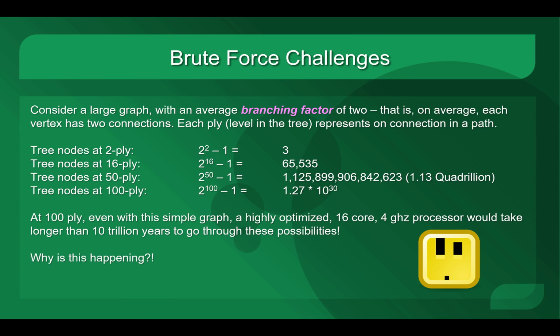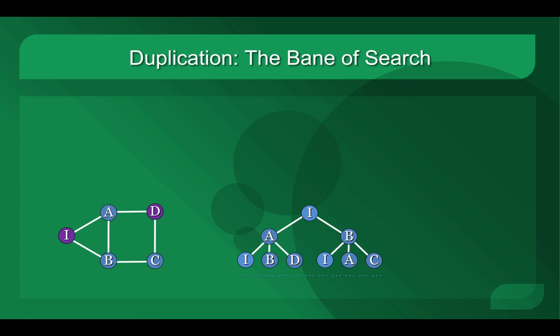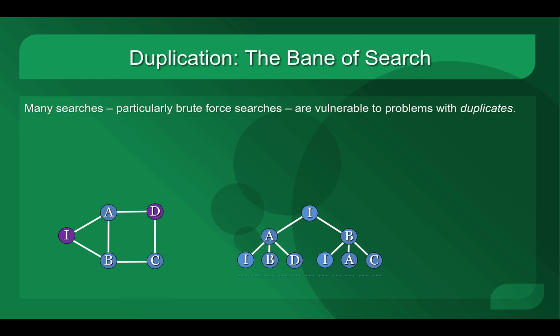So why is this happening? The answer is we're running into a lot of duplication. We're duplicating the visitation of problem states. And you may have already picked up on this in the first couple of slides. Unless we explicitly build it into our algorithm, a computer may go over and over again through the same problem states, through the same vertices in our graph.